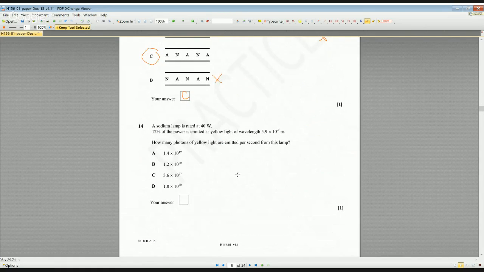Question 14. By the way, about 5 minutes ago, we passed the time limit for the first 20 marks. Obviously, I'm going at a slower pace than you would need to go in an exam.